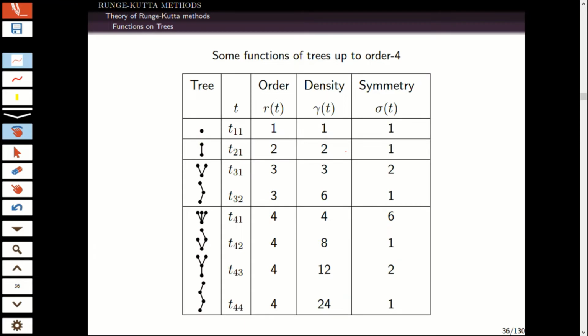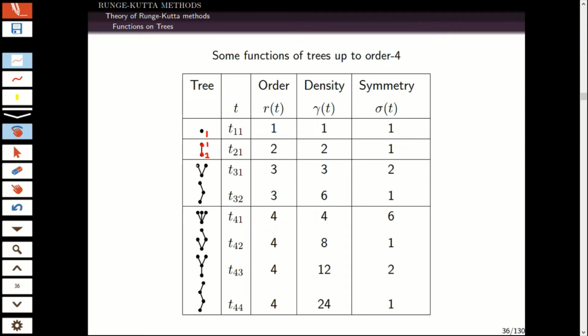Okay, so for this tree, t11, the order is 1, the density is 1, and the symmetry is 1. There's nothing much we can say here. But for this tree here, we have 2 vertices. That means the order is 2. Density now will be 2 times 1, which is 2. And symmetry, the number of ways you can label it, is just 1.